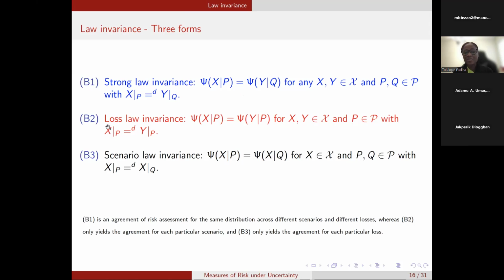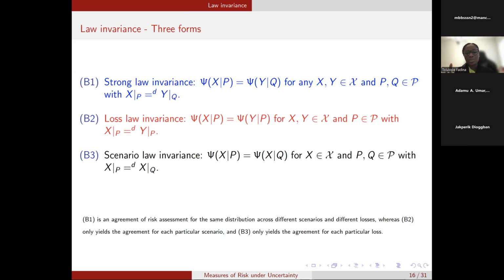And then if X given this portfolio, when the economy is not good, has the same distribution as Y when the economy is not good, then I should assign the same value to X given P and Y given P. And the third one says, I have the same portfolio X. In good economy and in bad economy, they have the same distribution. Then I should assign the same risk value to this particular portfolio.